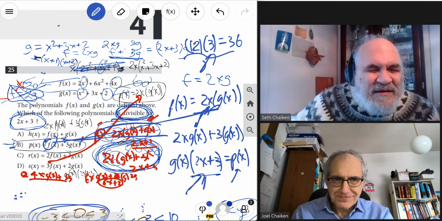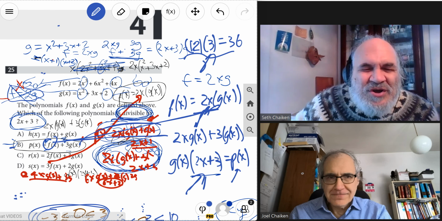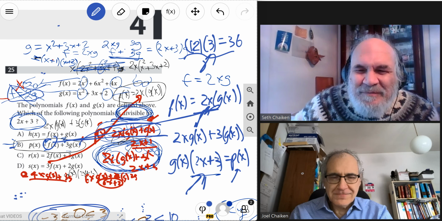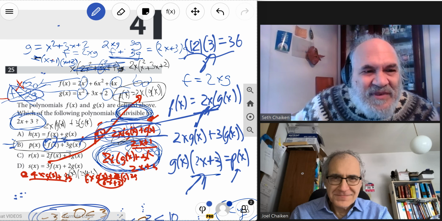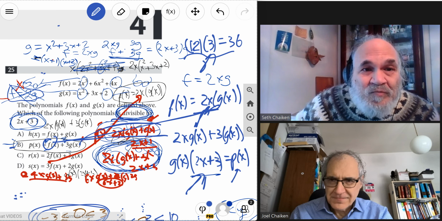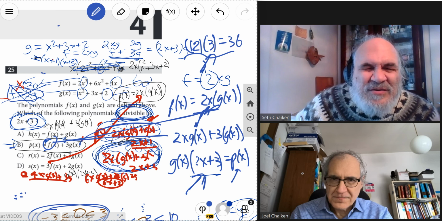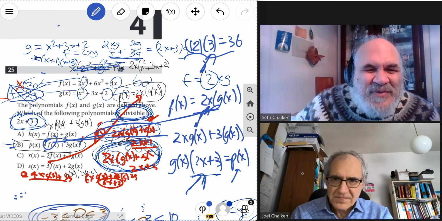Now, new approach. There's a 3 here, and there's a 2 here. You're substituting this thing with the 2 for f. So a 2 comes from substituting 2xg. And so pick an answer that has a 3 in the other term.